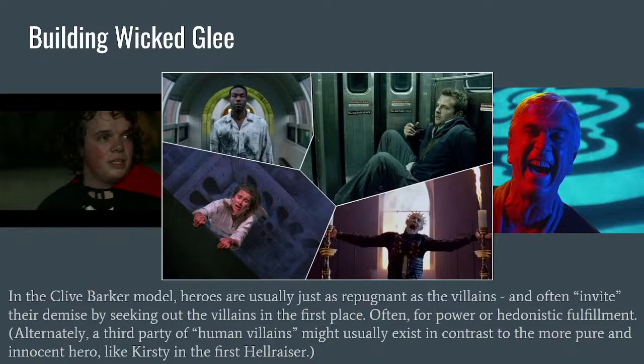We also have a couple other examples on here. I have a couple Clive Barker examples in the middle. We have your Hellraiser and your Midnight Meat Train. And then on the right, I have Creepshow, which is all about Wicked Glee. I mean, this franchise is entirely about... It's essentially Tales from the Crypt. Tales from the Crypt is the same story model.